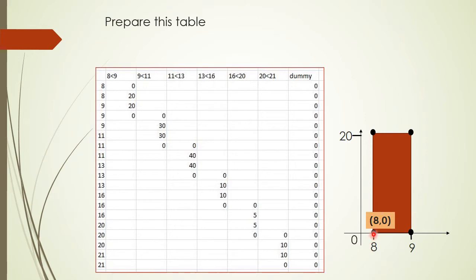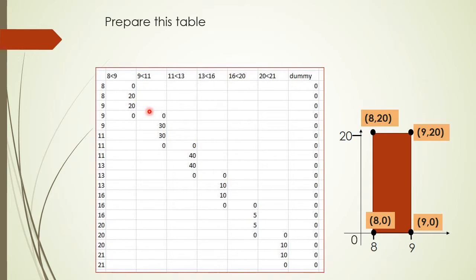The coordinates of this point are 8, 0. The coordinates of this other point here are 8, 20. The next one, the coordinates of that point there are 9, 20, and the last one is 9, 0. These four coordinates, of this point, that one, and the last one there, are the ones represented by this part of the table here. And let me explain.